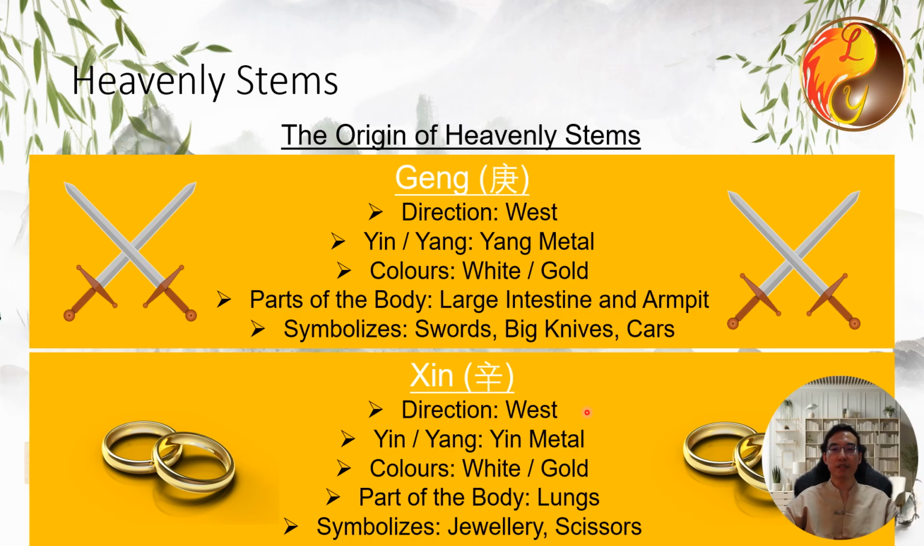Xin also represents the west, but is yin metal. Its color is also white and golden. It corresponds to the lungs in the human body. As yin metal, it symbolizes small metal items including jewelry and scissors. Any small metallic objects with these attributes are classified as Xin metal.